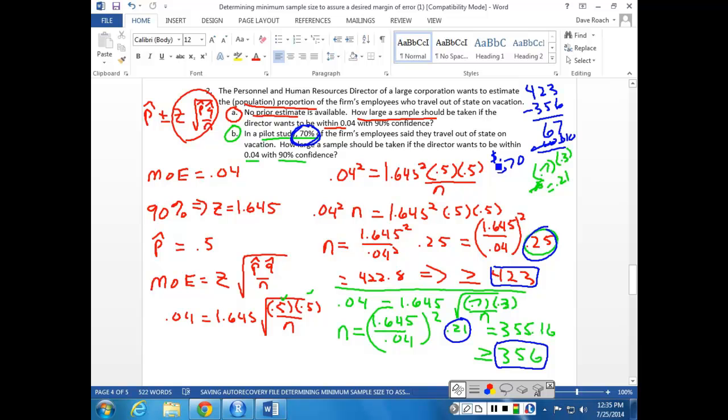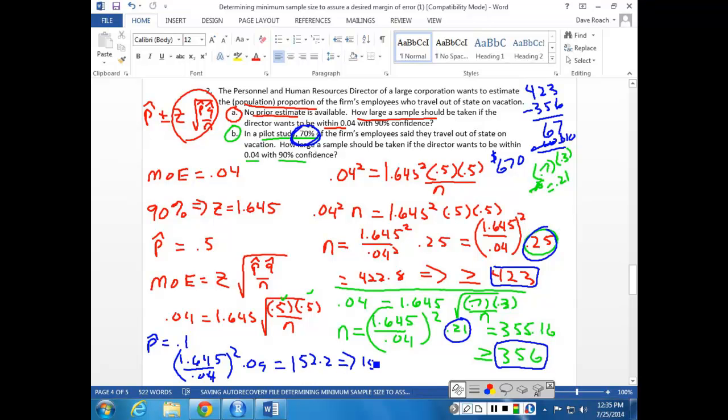So let's say that we had an estimate that was 0.1, we'll say. So now, when we get over and do our formula, we're going to have n equal to 1.645 divided by 0.04 squared times 0.09. And that's going to equal 152.2. So you would take 153.